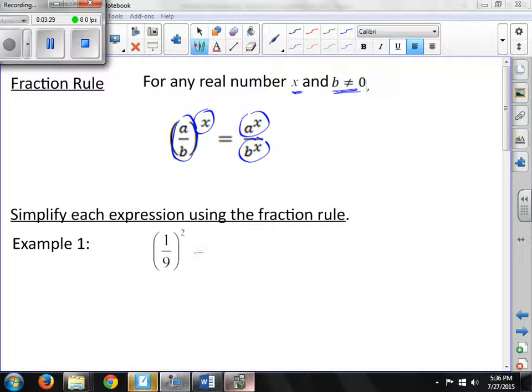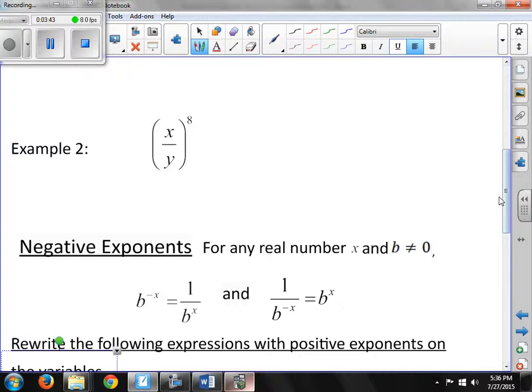Example 1. 1/9 squared. We'll square the numerator. We'll square the denominator. 1 squared is 1. 9 squared is 81. Example 2. x over y raised to the 8th. We'll raise the numerator x to the 8th. We'll raise the denominator y to the 8th. And we've done it.